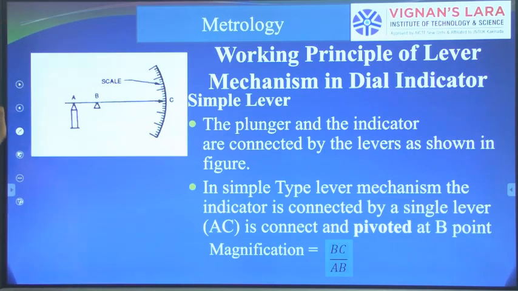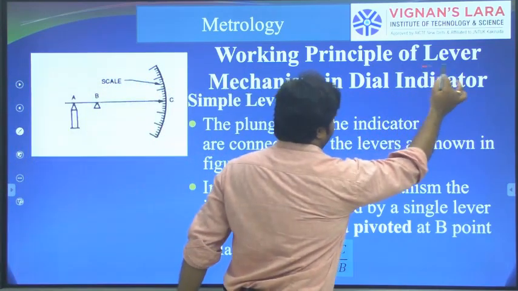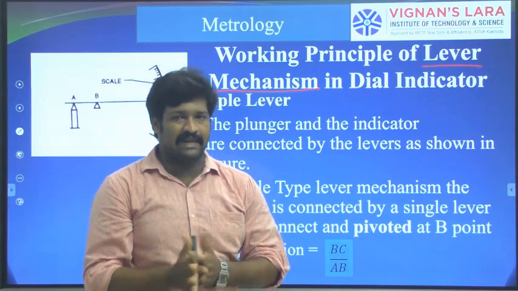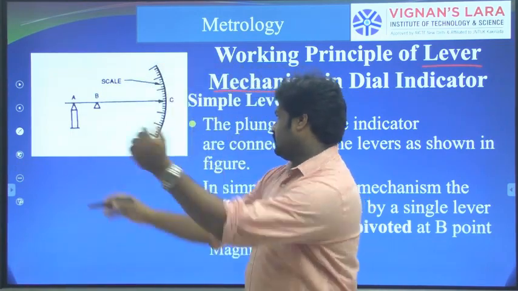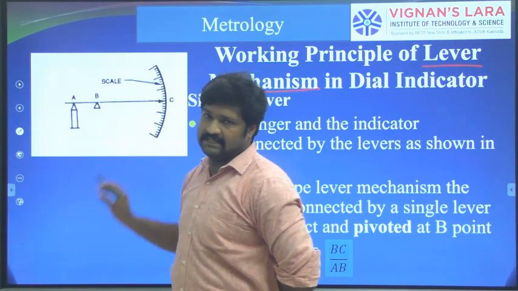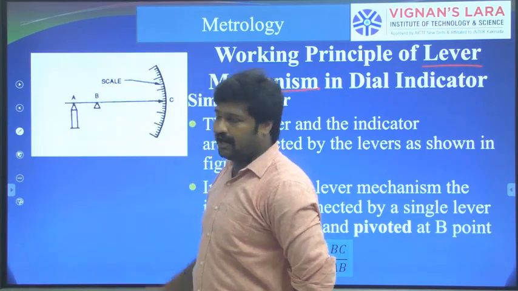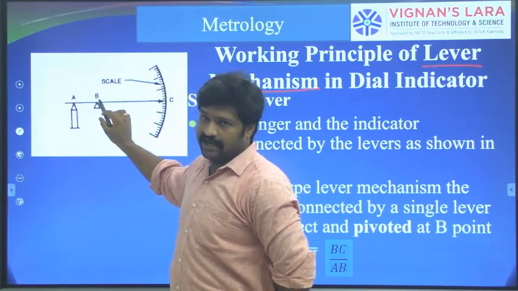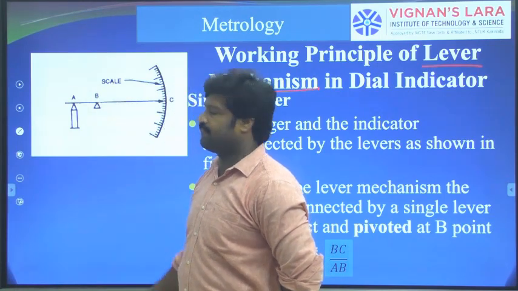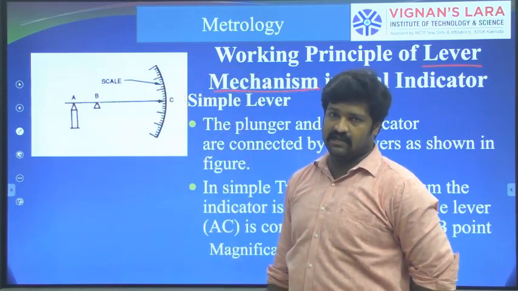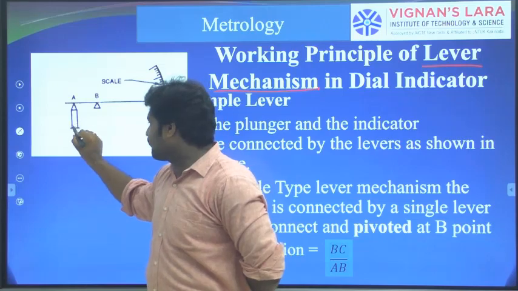Working principle of the lever mechanism in the dial indicator. Here it consists of a needle, ABC. ABC is a needle and the needle is pivoted at point B. Point C indicates the reading on the scale. And this one is our plunger.